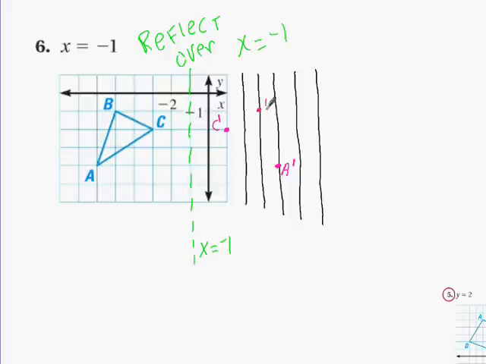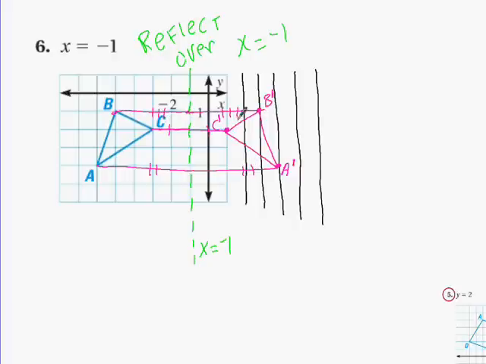Okay, so then I can connect the dots, and all of a sudden, I just reflected over x equals -1 just by counting the spaces. Notice how this distance here is congruent to this distance here, this distance here is congruent to this distance here, and finally this distance to here is congruent to this distance to there.